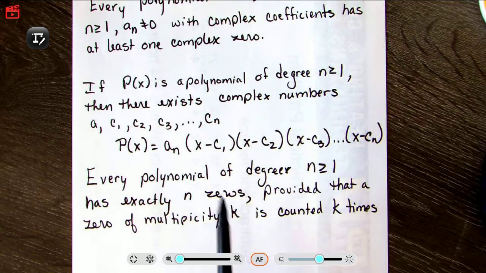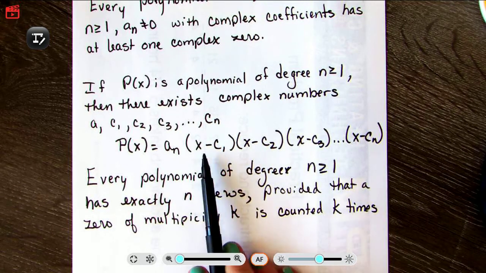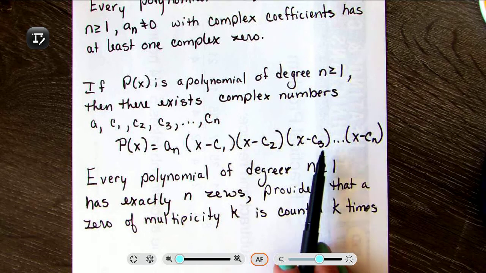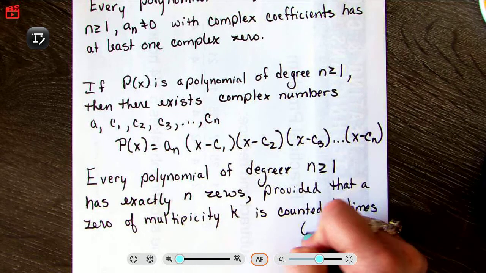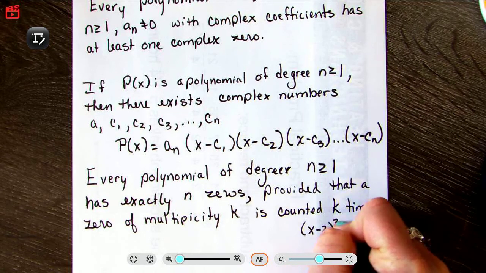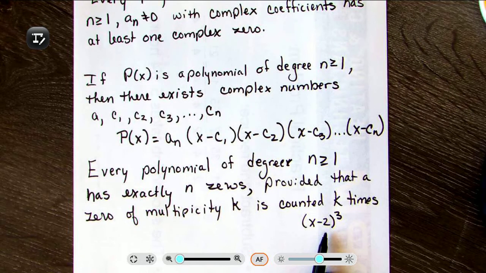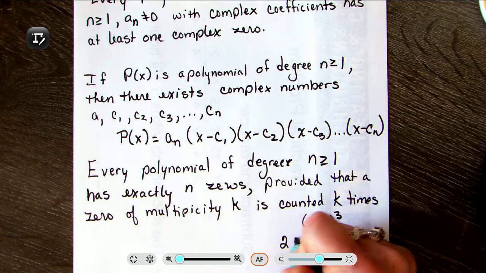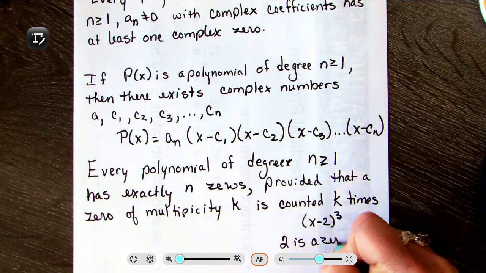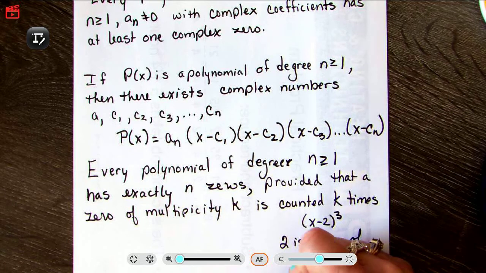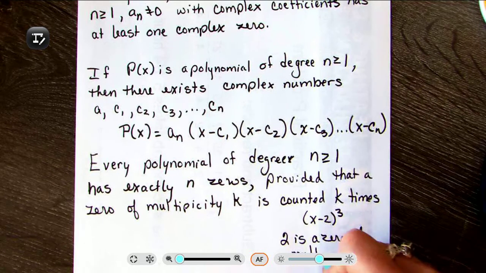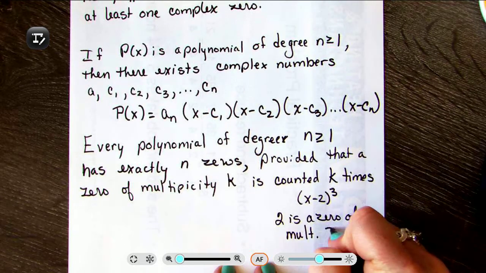In other words, what this says, if we have x minus 2, x minus 2, x minus 2, so we'd have that x minus 2 cubed, we would count that 2, being the 0, 3 times. So it would be said that 2 is a 0 of multiplicity, I'll abbreviate multiplicity 3.